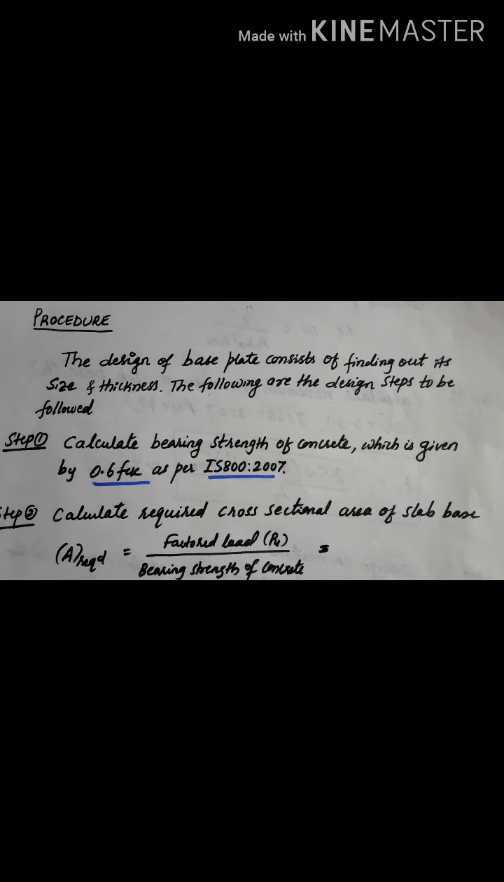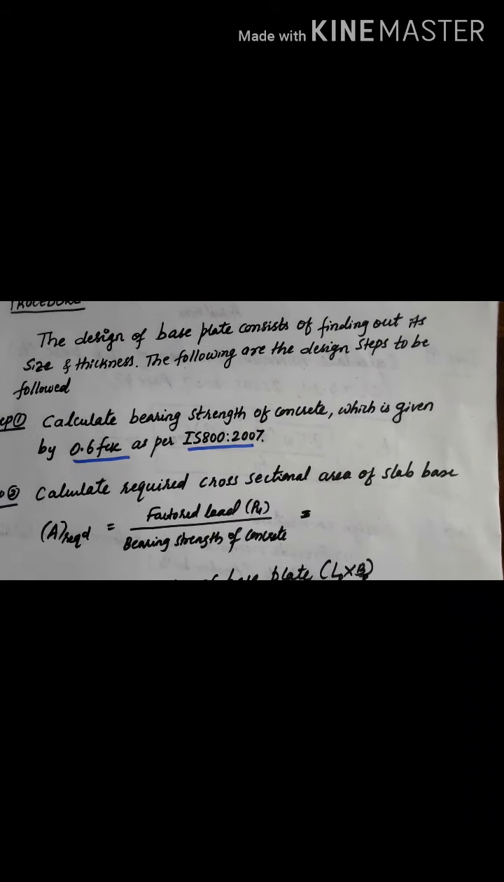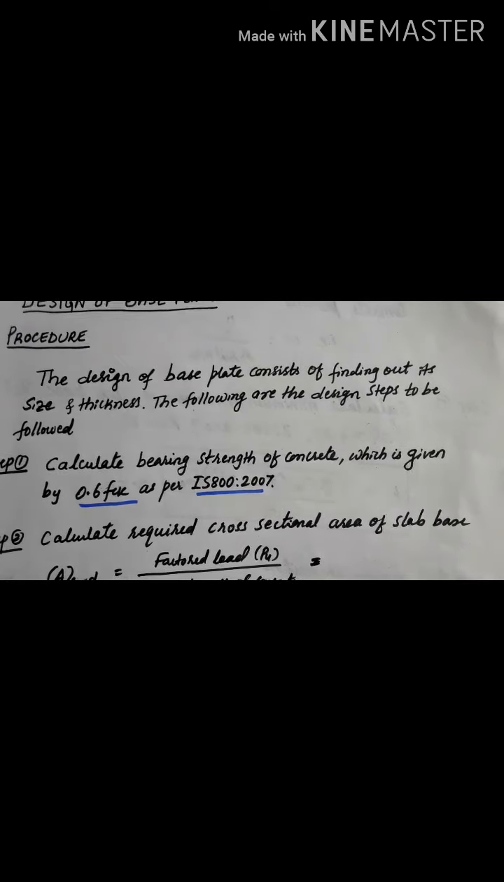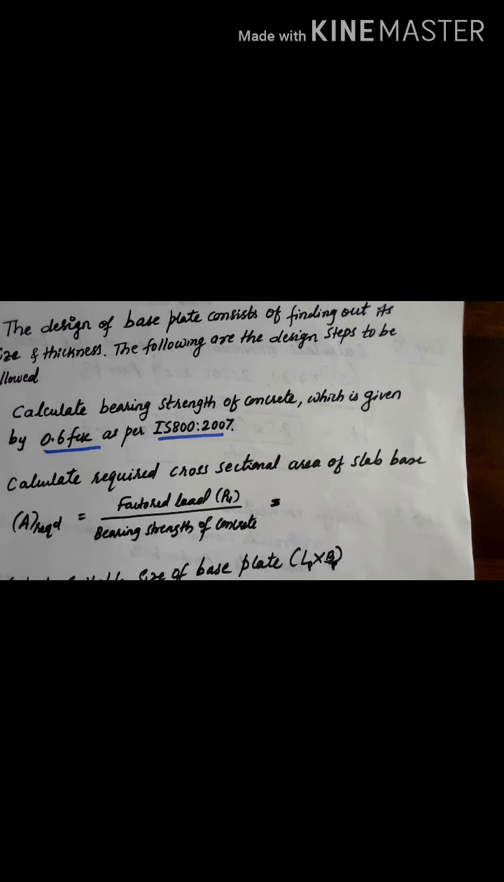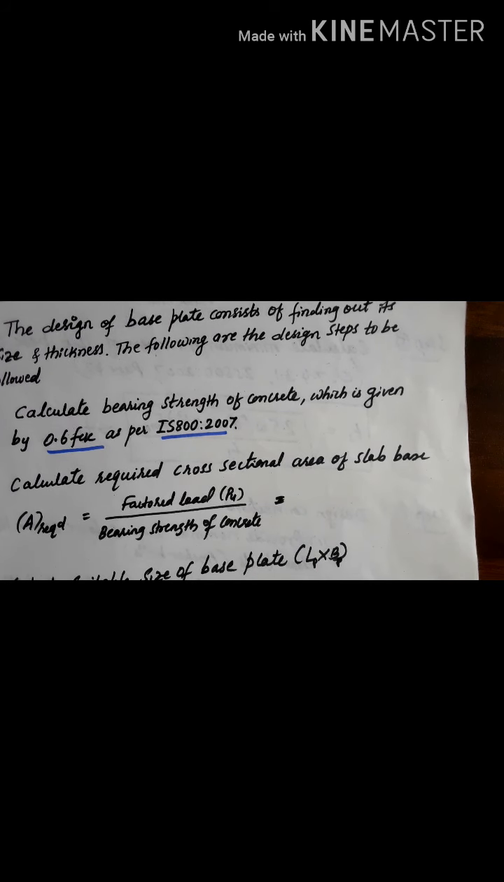This is just the design procedure. You will understand all these 7 steps when I design the simple slab base by taking an example. I hope you understood these 7 steps. Try to read these steps once again. In the next lecture I'll be taking one example of a design problem, and you will understand all these 7 steps. Thank you.